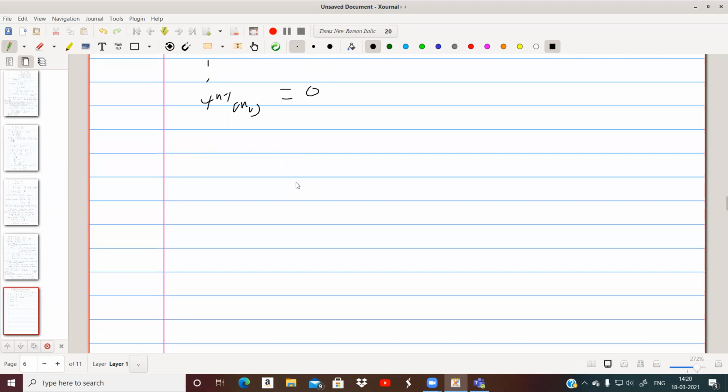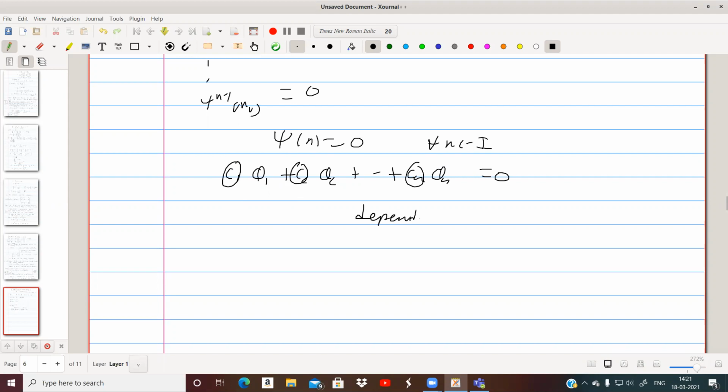So by uniqueness, we saw the uniqueness theorem yesterday. By the uniqueness theorem, your psi of x must be 0 for all x. Psi of x being 0 means C1 phi1 plus C2 phi2 and so on up to Cn phi n is 0. There exist C1, C2, Cn not all 0 with linear combination 0, which implies phi1, phi2, phi n are linearly dependent. But actually what is given is that they are independent. So this is the contradiction.